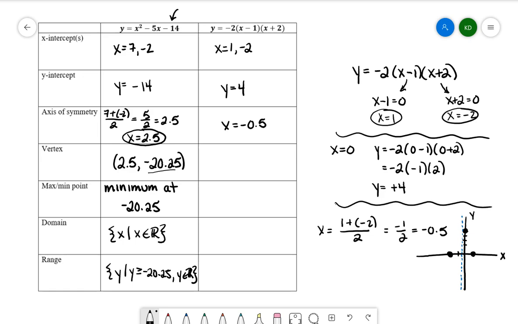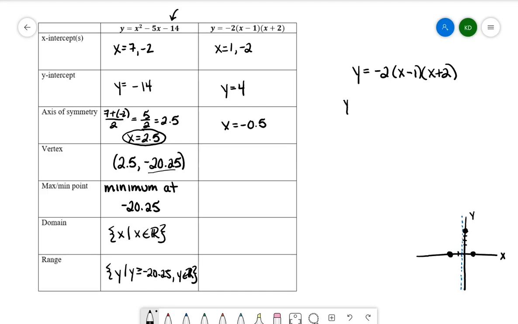It's going to happen the exact same way as the previous question. We already know the x value of the vertex. We need to plug that into the equation and solve for y. So when we plug in negative 0.5, here's what it's going to look like. We can clean this up a bit. We can go negative 2 times negative 1.5 times positive 1.5. And what we're going to get here for our y value is positive 4.5. So we're going to have a vertex at negative 1/2 and 4.5.